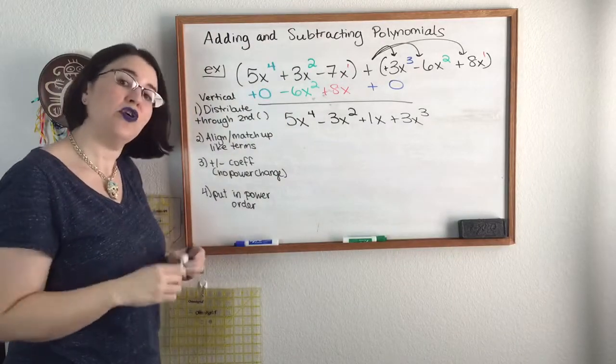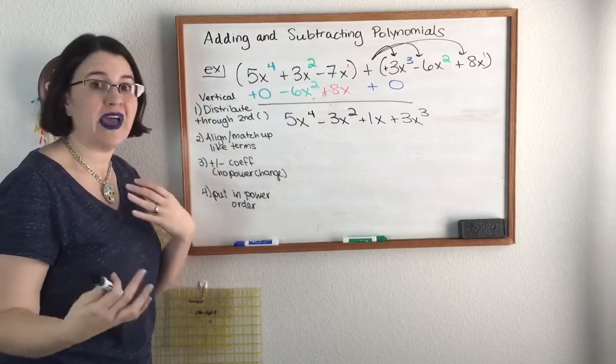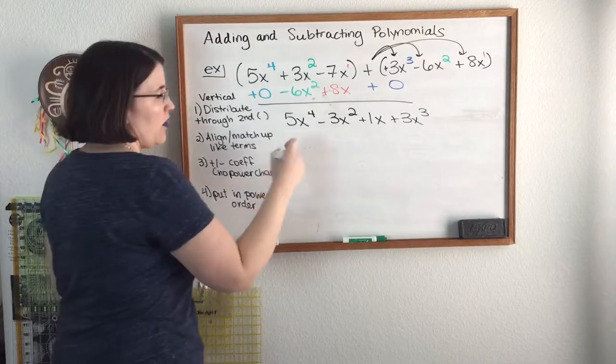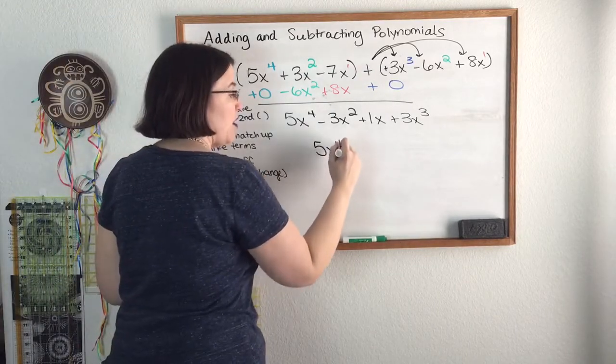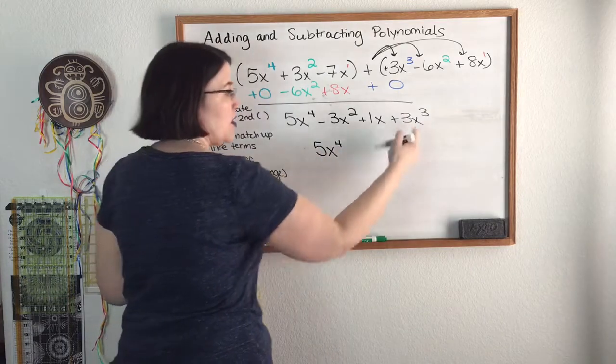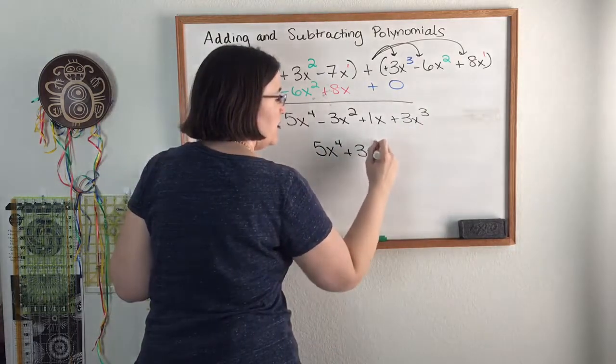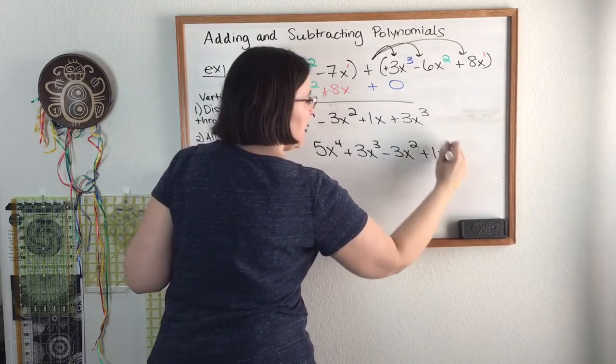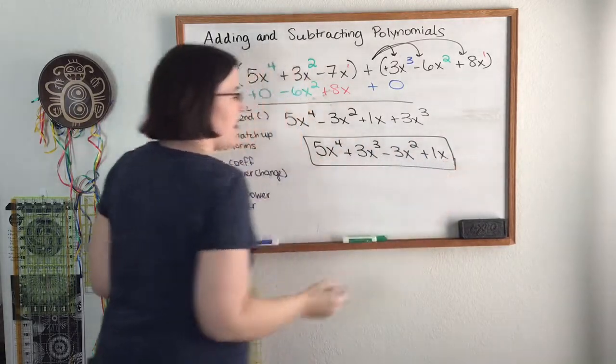Okay, that's the answer, but your best rule now is to go ahead and put it in order of the power. So here, 5x to the fourth is the biggest power. It's a degree 4. Next would come my x cubed. Next would come my x squared. And last would be my 1x. And that would be the answer.